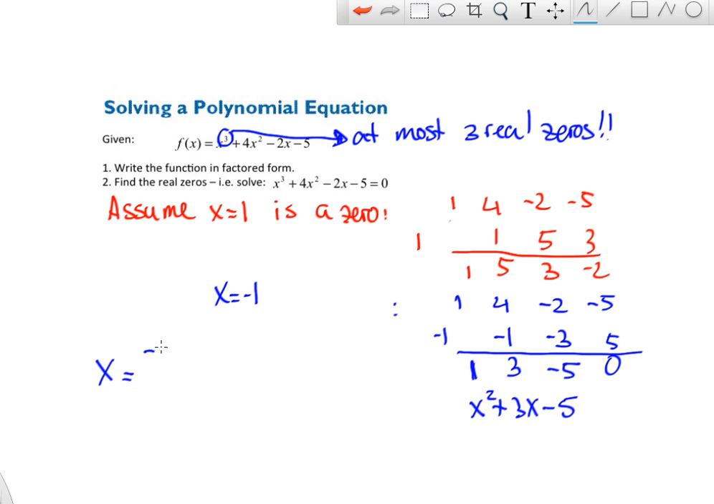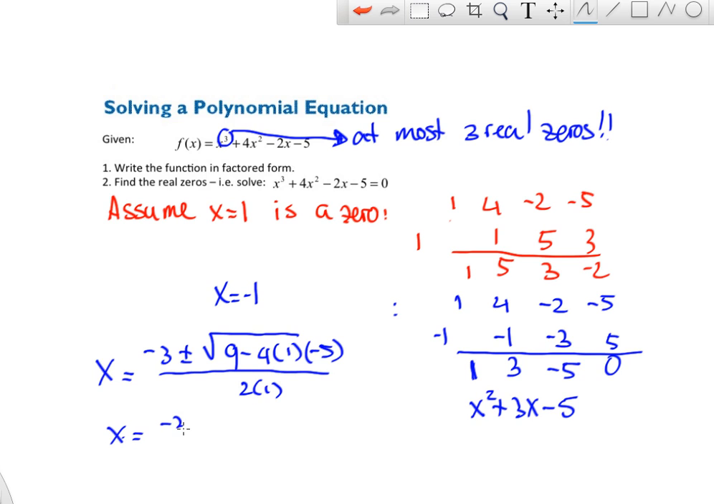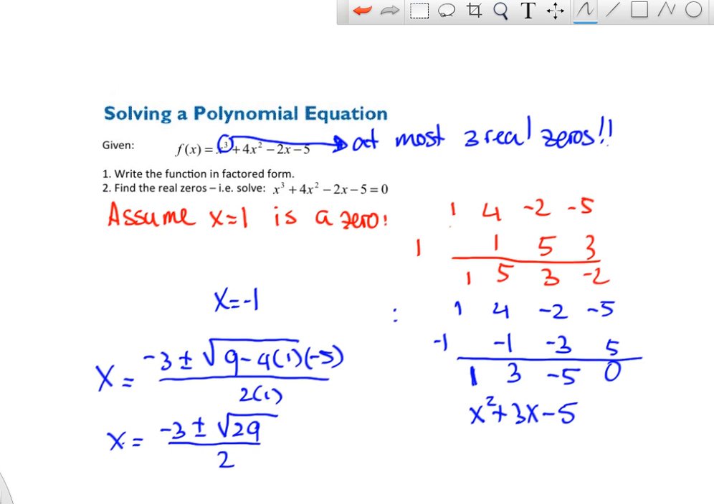So it's -b, it's -3, plus or minus the square root of 3 squared, that's 9, minus 4, a is 1, and c is -5, divided by 2 times 1. So what do you get? -3 plus or minus the square root of 9 plus 20. That's 29. 29 doesn't even reduce. And now I need to put the pieces back together.